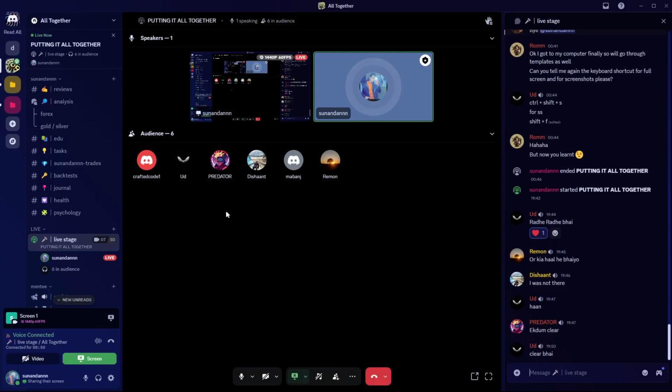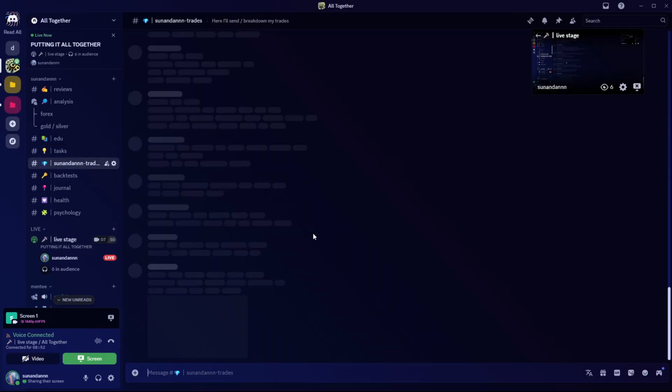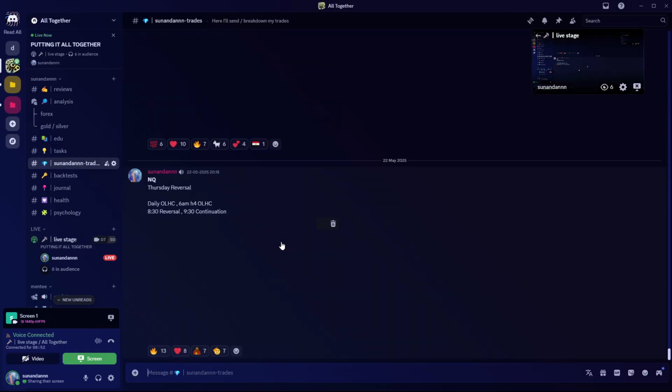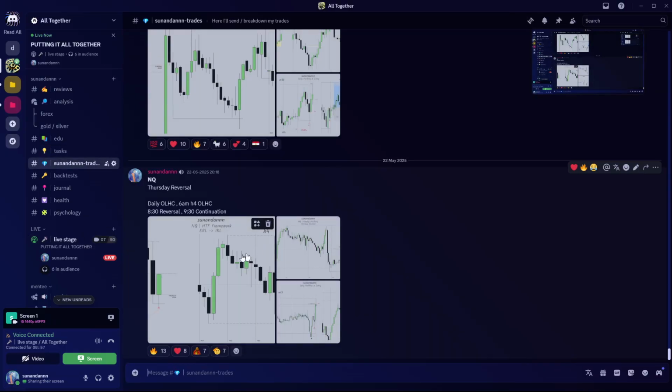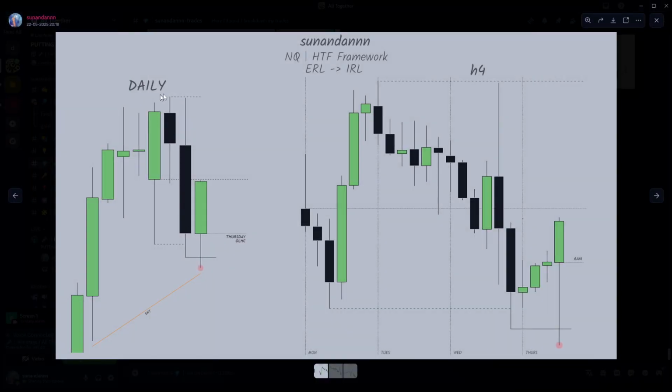Let's move on. I will go on to my most recent examples, which are my personal trades that I have taken. So going on to this NQ Thursday long, which I took: daily or H4 used for narrative.